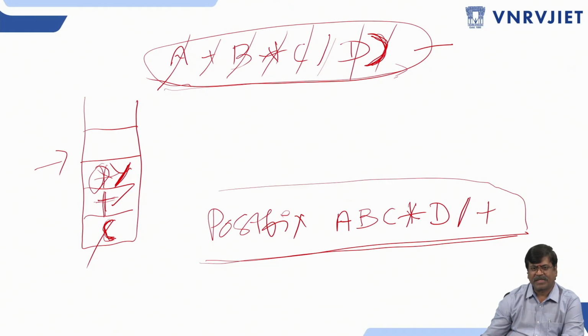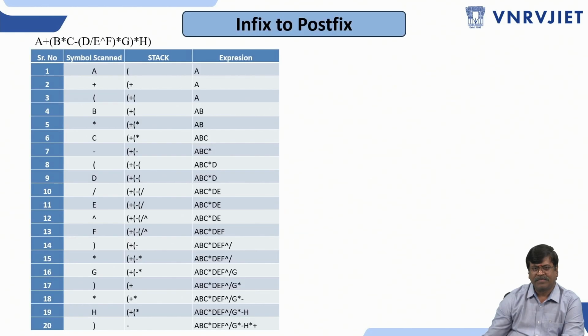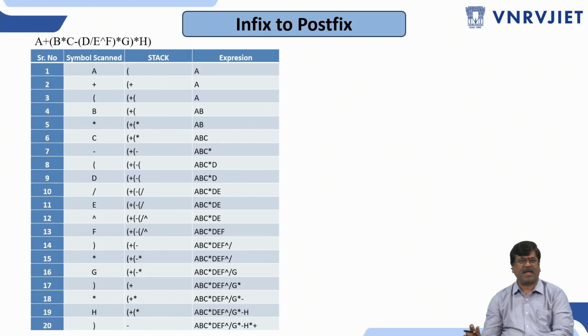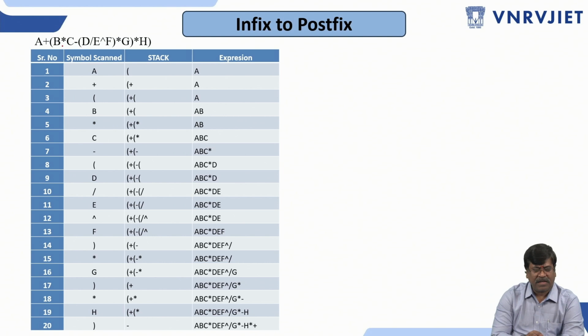So I will take one more example and explain it to you. This is the expression I am having: A plus bracket B into C minus bracket D by E power F close bracket into G close bracket into H close bracket. So these are the steps. It is already present in the table, so I am going to explain it to you.